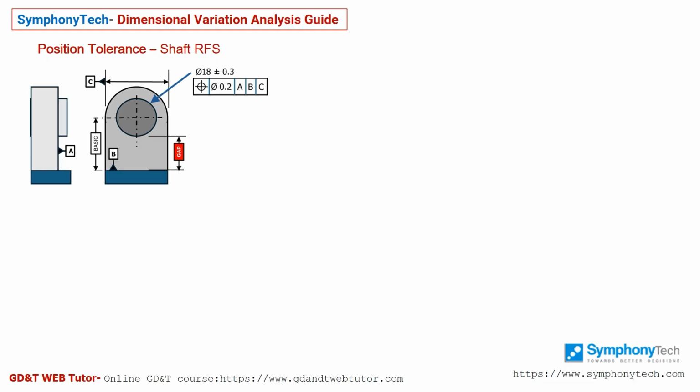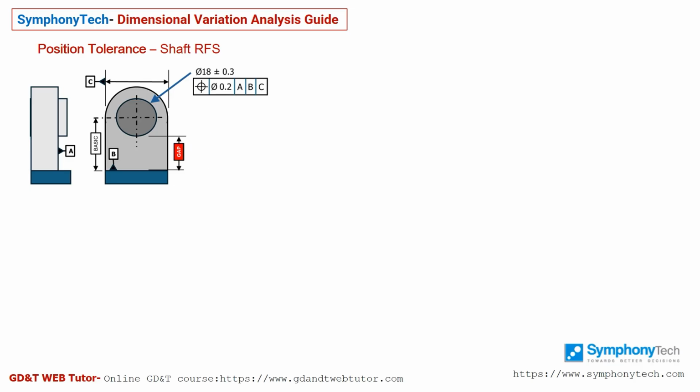In this video, let's understand the variation caused by the tolerance of position. The tolerance is seen applied regardless of feature size on a shaft feature. The gap between the edge of the plate and the shaft boundary is evaluated here.